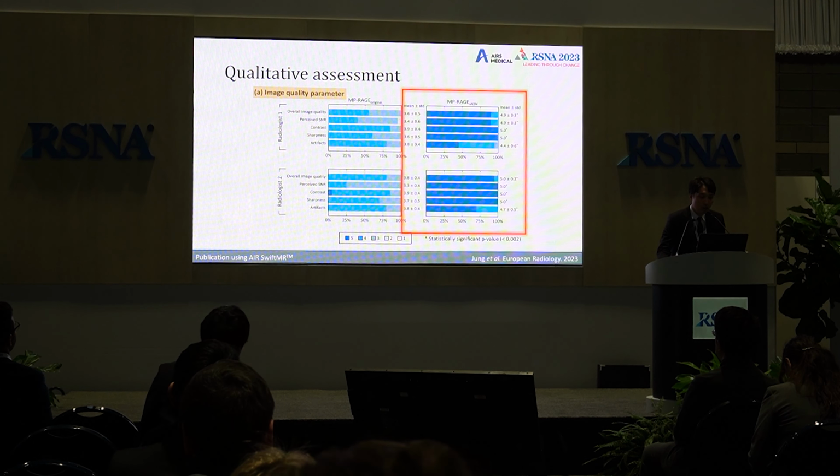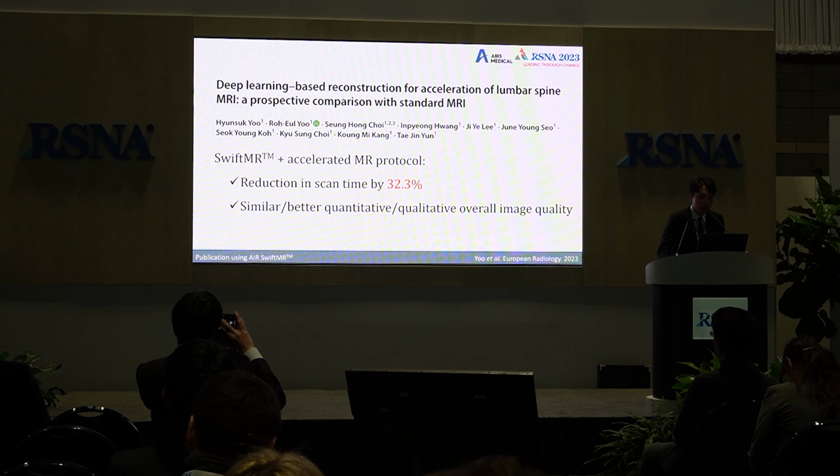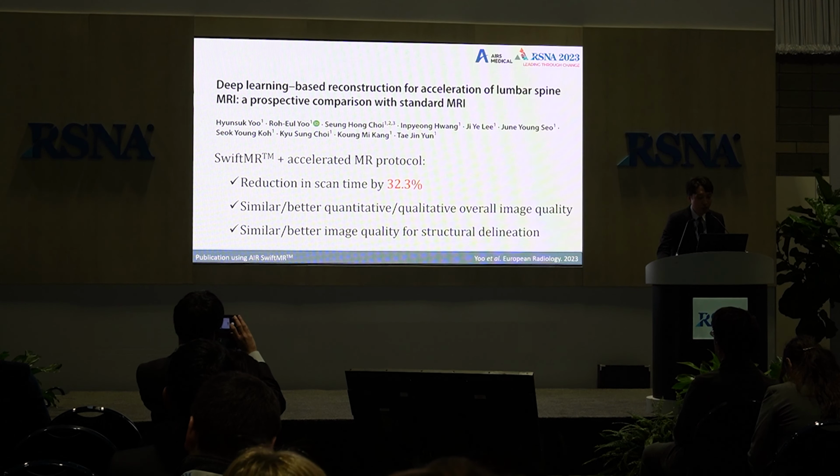This is another study that used Swift MR on an accelerated MR protocol in lumbar spine MRI. What they found was that there was a reduction of scan time by 32.3%, and the image quality was similar or better in both quantitative and qualitative measures. The same for fine structural delineation, which was similar or better than the standard image.